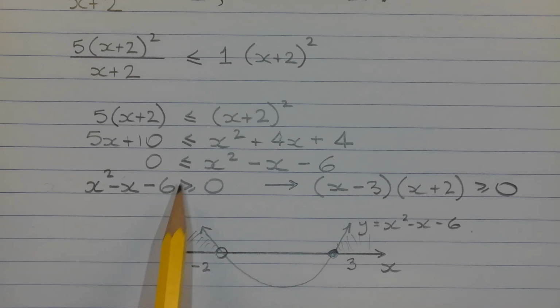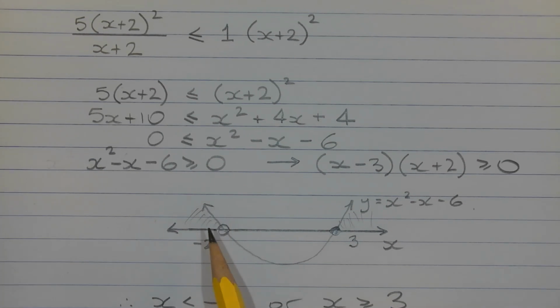Now, solving this graphically, if we graph x squared minus x minus 6, so y equals x squared minus x minus 6, we have a concave up parabola, and it crosses the x-axis at x equals negative 2 and x equals 3. Now we know that x cannot equal negative 2, which is why I used an open circle here, but x can equal positive 3, so that's a closed circle.